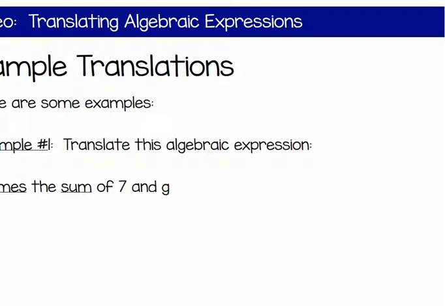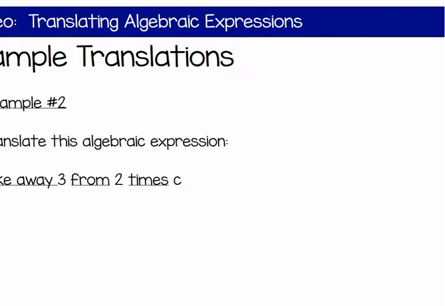Here are some examples. Translate this algebraic expression. 5 times the sum of 7 and g. This would mean 5 bracket 7 plus g. Sum 7 and g first and then multiply by 5. Another example. Translate this algebraic expression. Take away 3 from 2 times c. We would first multiply 2 times c and then subtract 3.